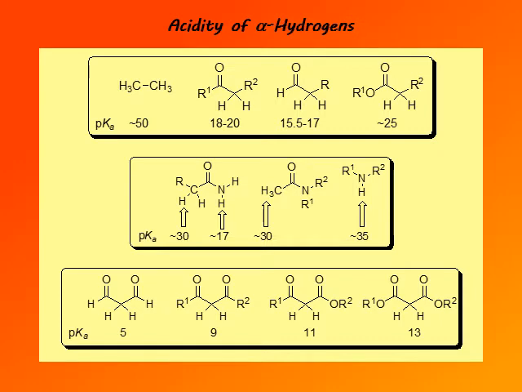So one question is just how acidic are those alpha hydrogens? Here we are going to examine some common compounds. First, alkanes, of course, have carbon-hydrogen bonds, and they're completely non-acidic. Their pKa has been estimated at about 50.